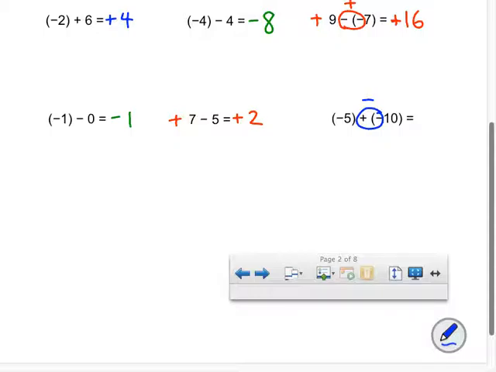So 5 and 10 is what? 15. And we're going to keep the sign that they share. It's going to be a negative 15. Okay, now we're going to put this in practice with fractions.